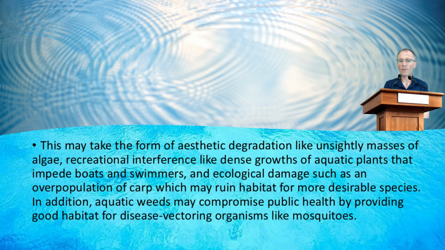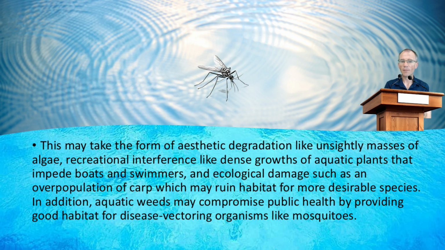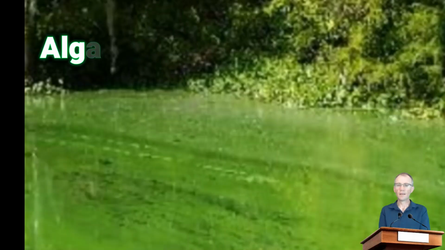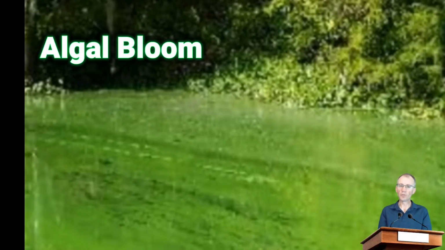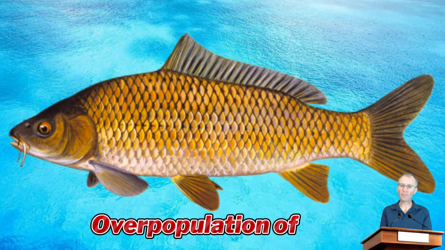This may take the form of aesthetic degradation, like unsightly masses of algae, recreational interference like dense growths of aquatic plants that impede boats and swimmers, and ecological damage such as an overpopulation of carp, which may ruin habitat for more desirable species. In addition, aquatic weeds may compromise public health by providing good habitat for disease-vectoring organisms like mosquitoes. Again, these types of weed growth can cause algal blooms, recreational interference, and overpopulation of carp.